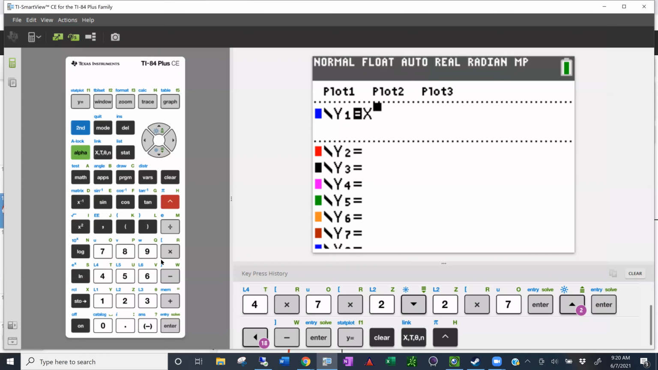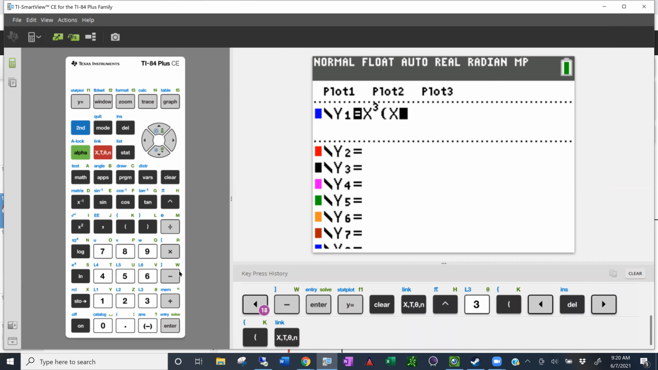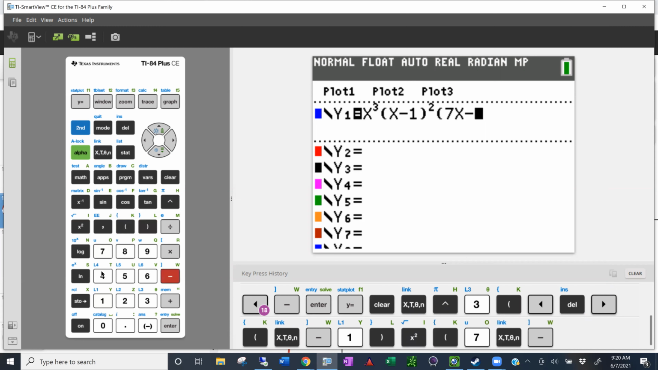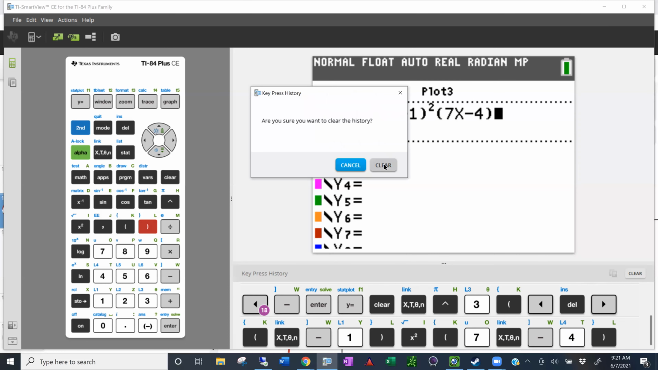So x cubed. I do need to exit the exponent there, but I don't need a times there. It understands that the times is implied. (x minus 1) raised to the second power. So I'll just hit the squared key. And then (7x minus 4). Now, typically speaking, you expect these things to alternate, but they don't always because of square terms like that. So I'm not sure that I expect it to alternate.